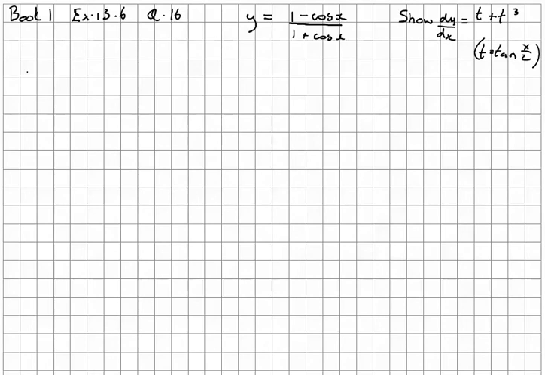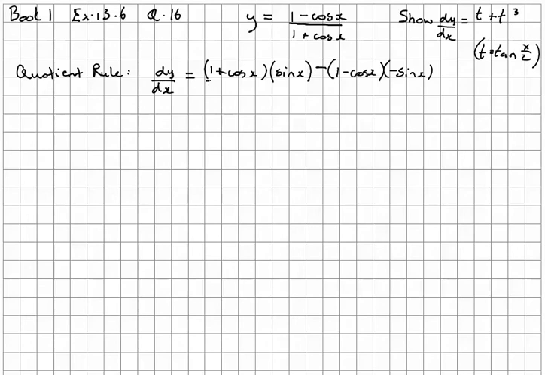Okay, so let's get going on our quotient rule here. It gives us dy/dx is equal to bottom, which is 1 plus cos x, times the derivative of the top, which is minus minus sin x, which is sin x, minus the top, 1 minus cos x, times the derivative of the bottom, which is minus sin x. That's all over bottom squared, (1 plus cos x) squared.